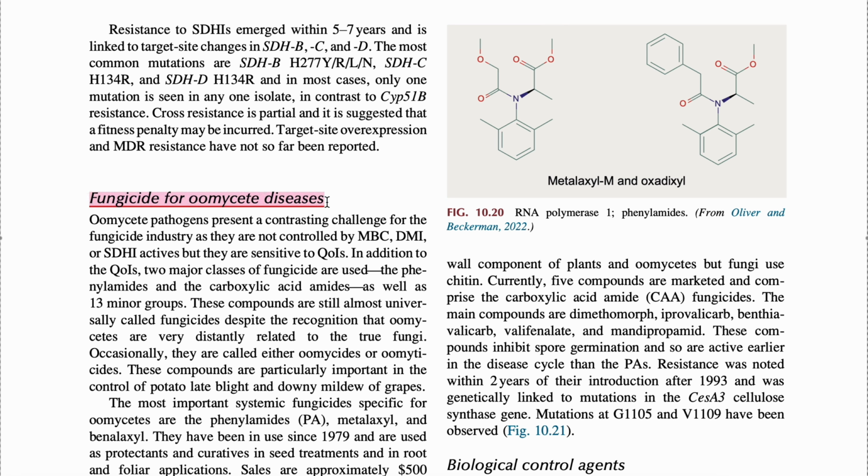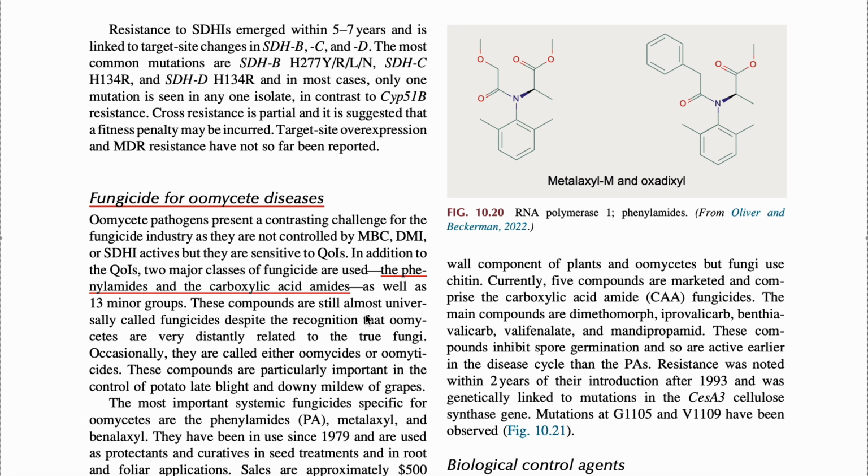Fungicides for oomycete diseases. Oomycete pathogens present a contrasting challenge for the fungicide industry, as they are not controlled by methyl benzimidazole, DMI (demethylation inhibitor), or SDHI (succinate dehydrogenase inhibitor) actives, but they are sensitive to quinone outside inhibitors. In addition to the quinone outside inhibitors, two major classes of fungicide are used: the phenylamides and the carboxylic acid amides, as well as 13 minor groups.